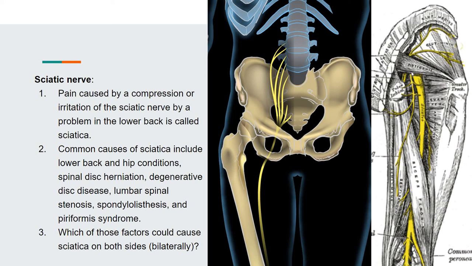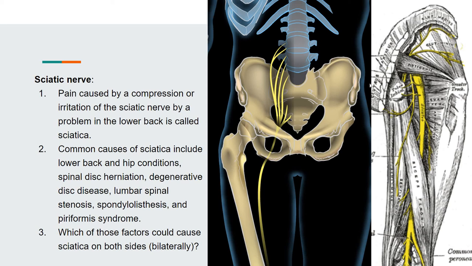And of course, piriformis syndrome is, see this muscle here? It's labeled piriformis. This muscle here can actually strip right over top of that sciatic nerve, and if it gets overly tight or inflamed, runners get this kind of thing, that can cause pain shooting down the leg there as well. Now, which of those factors could cause sciatica bilaterally on both sides?